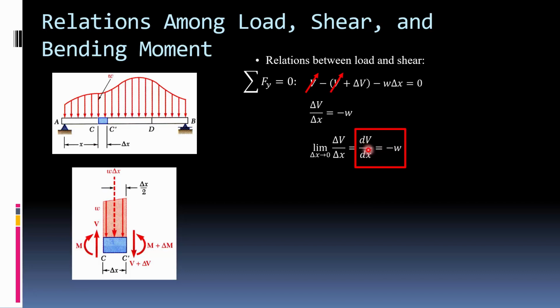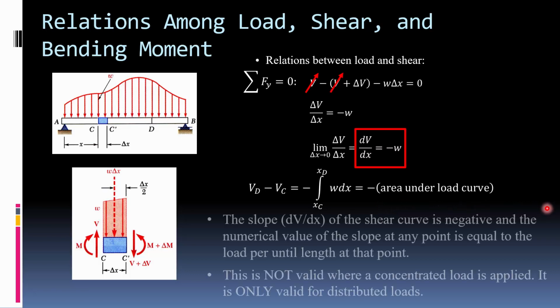So what is this saying? That the slope of the shear curve at any point is the load at that point for a distributed load, or the negative, to be fair. That means you can integrate this. If we want to find the change in the shear curve, you multiply through by dx and integrate from one point to another. The change in the shear curve from one point to another is equal to the integral of the load curve, in other words, the negative of the area under the load curve.